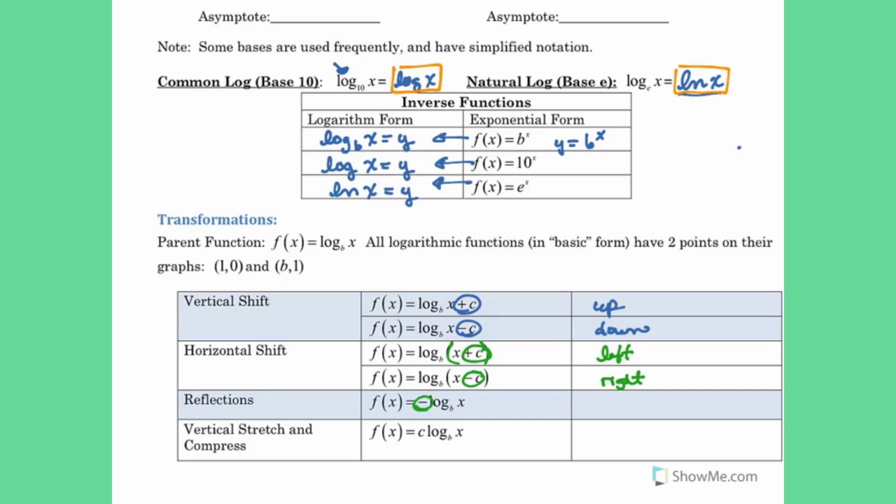Reflection, so we're going to reflect across the x-axis. Or remember, all our y values are now the opposite. And here, you're just going to multiply. So you're going to either stretch it or compress it. Looks a little bit different.